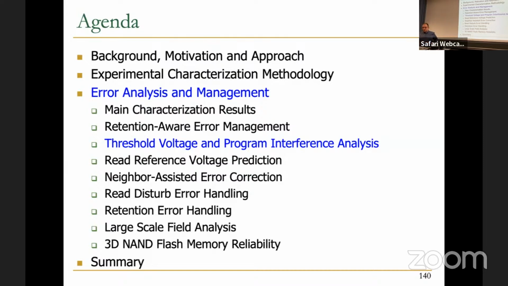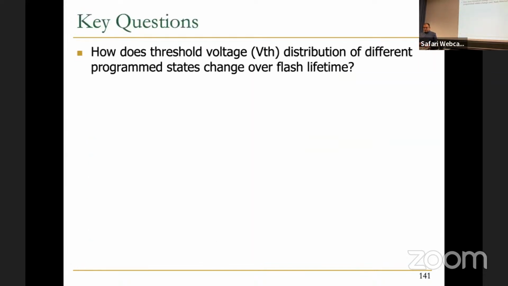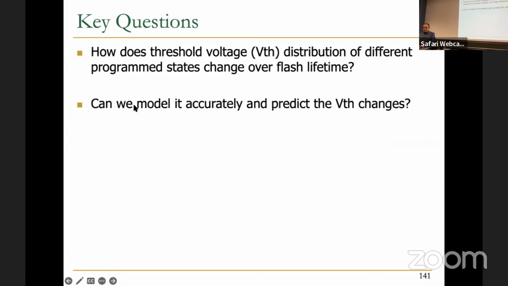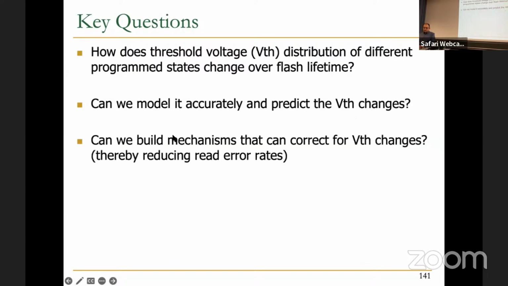So the next one is threshold voltage and program interference analysis. We're going to ask some key questions here: how does the threshold voltage distribution of different program states change over flash lifetime? And can we model it accurately and predict the VTH changes? The goal is to model and predict threshold voltage, because once you have a nice model for VTH, hopefully you can also predict your reference voltage nicely. That's the key to improve both reliability and performance.